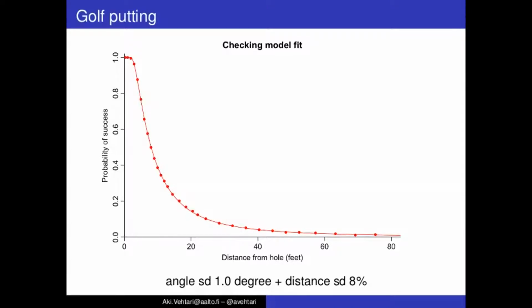But taking into account that these putts were made in different conditions, so there were averages over these different environmental factors, it was enough to be able to explain quite accurately these average probabilities of success from the distance with this very simple model, which also then reflects understanding of this phenomenon.